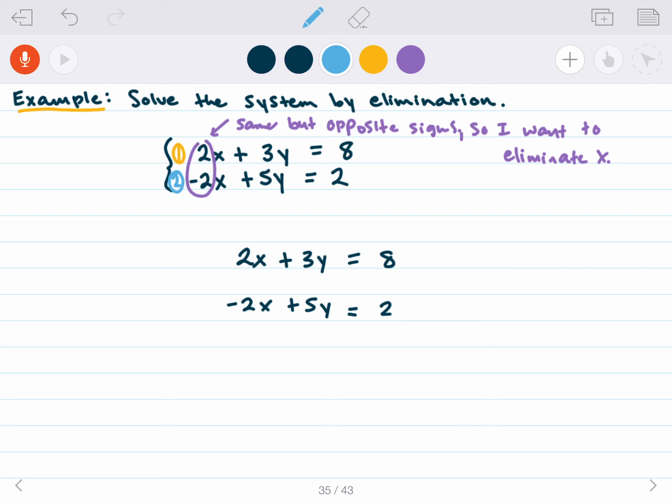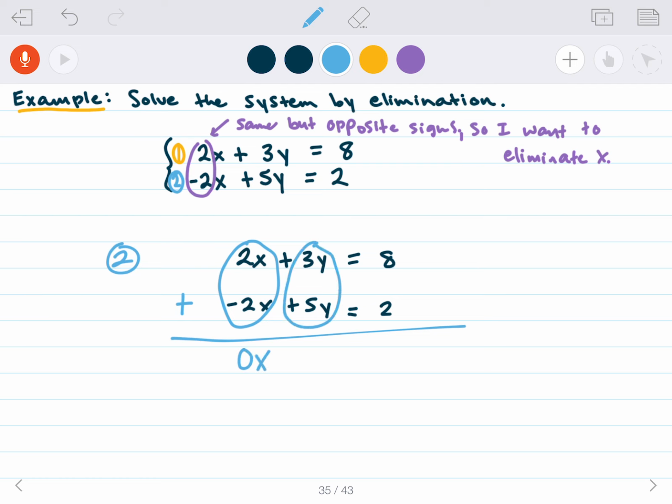So this is step 2. Step 1, we decided we're going to eliminate x. Step 2 is to just add these equations down. When I add 2x and a minus 2x, I get a 0x.